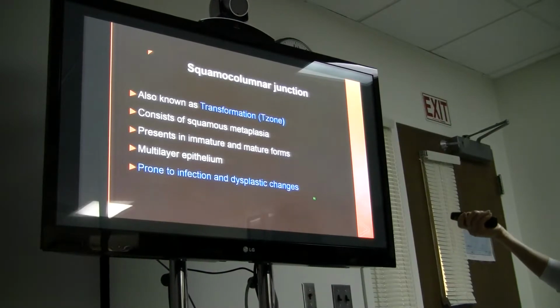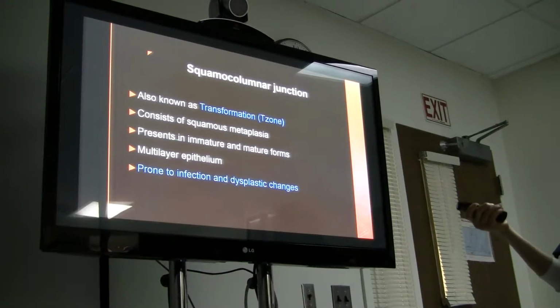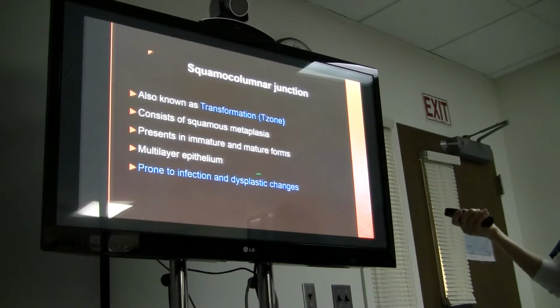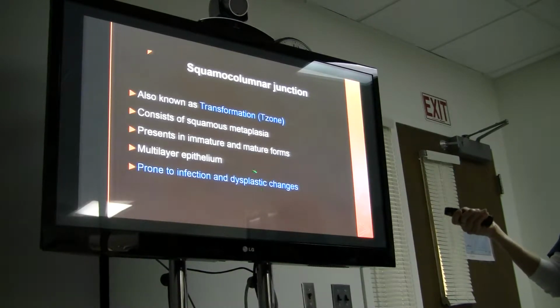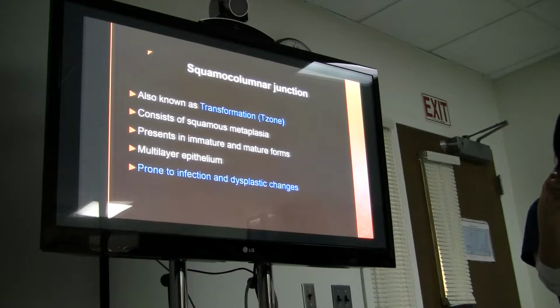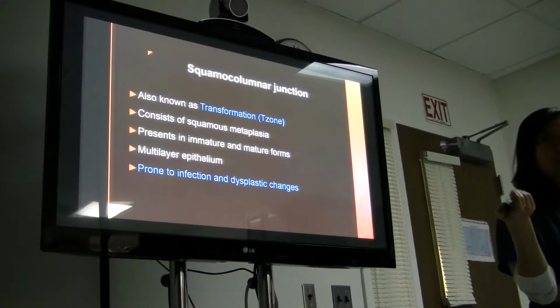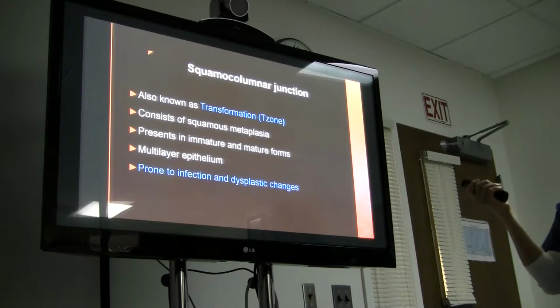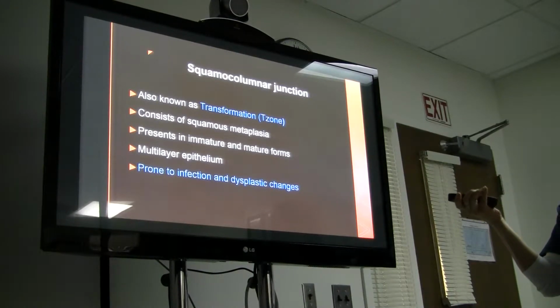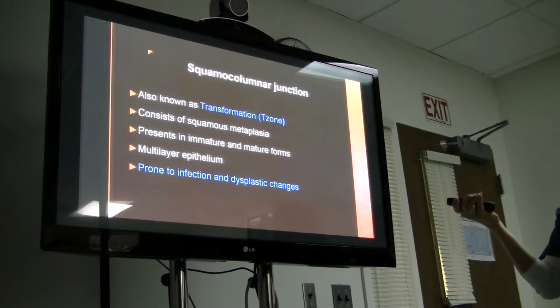Now, this is the area that is very prone to infection or dysplastic changing, meaning the cells going through dysplasia, okay, abnormal changes. So a lot of the cancerous or abnormal changes arise in the T zone. Okay, so that's why it's extremely important to look at the cells from the T zones.